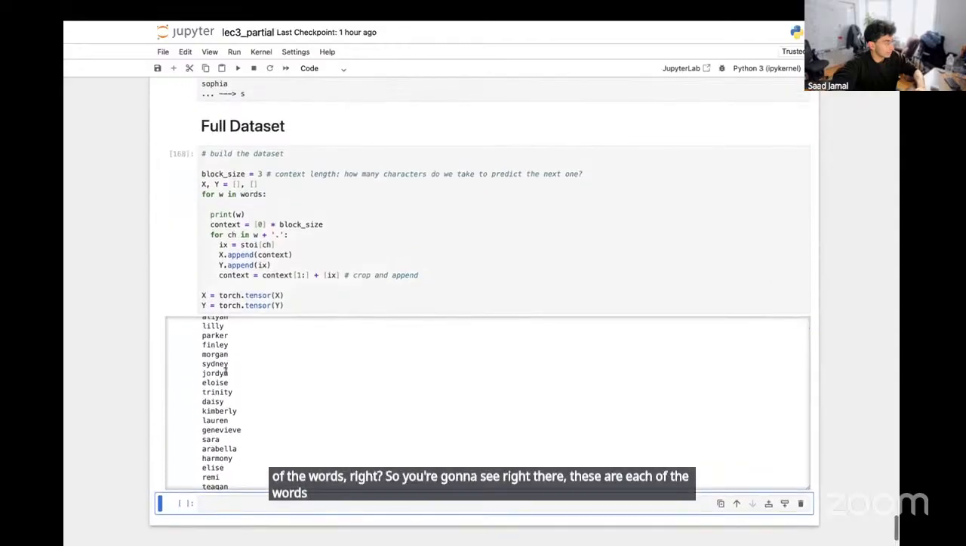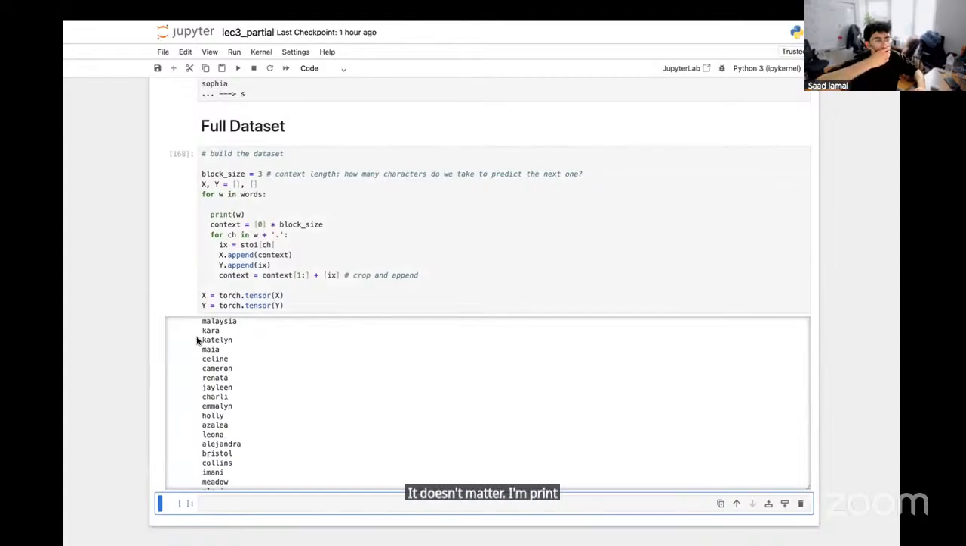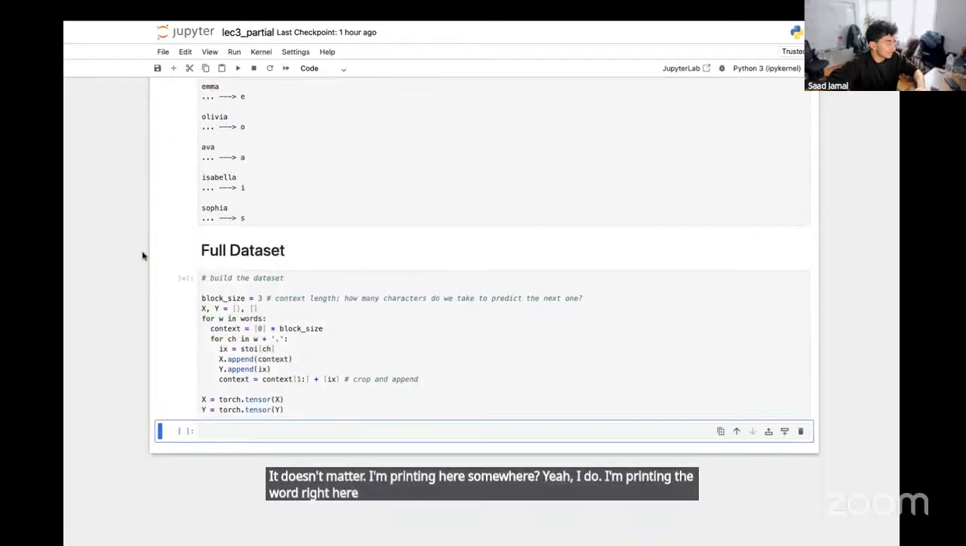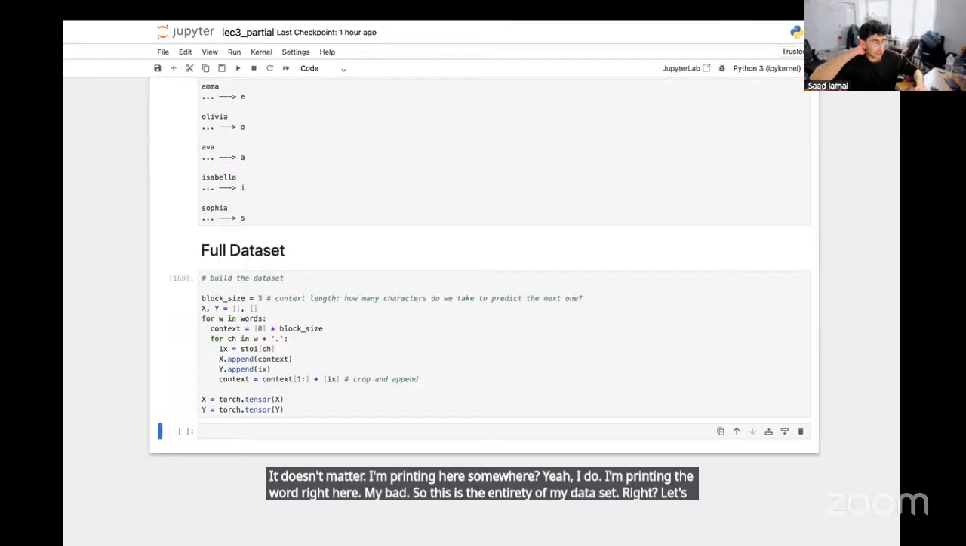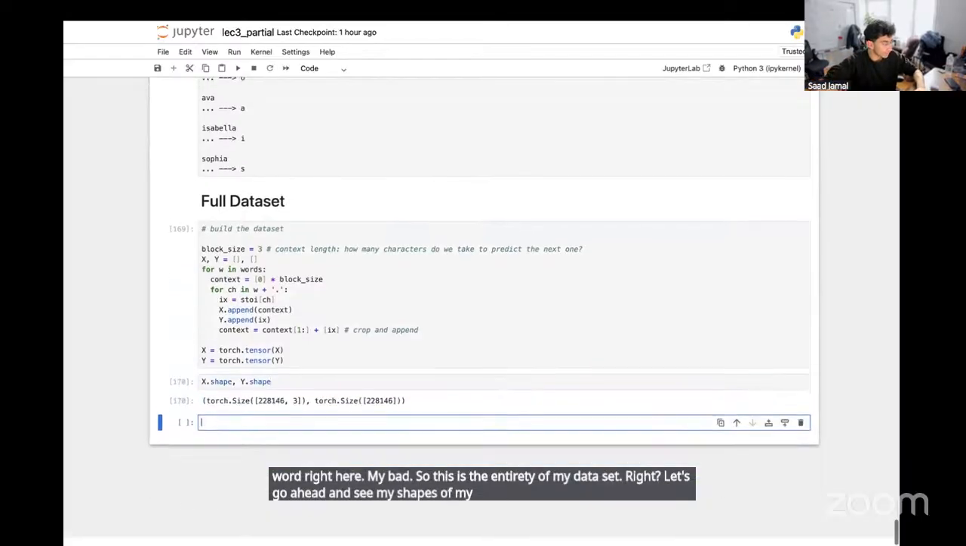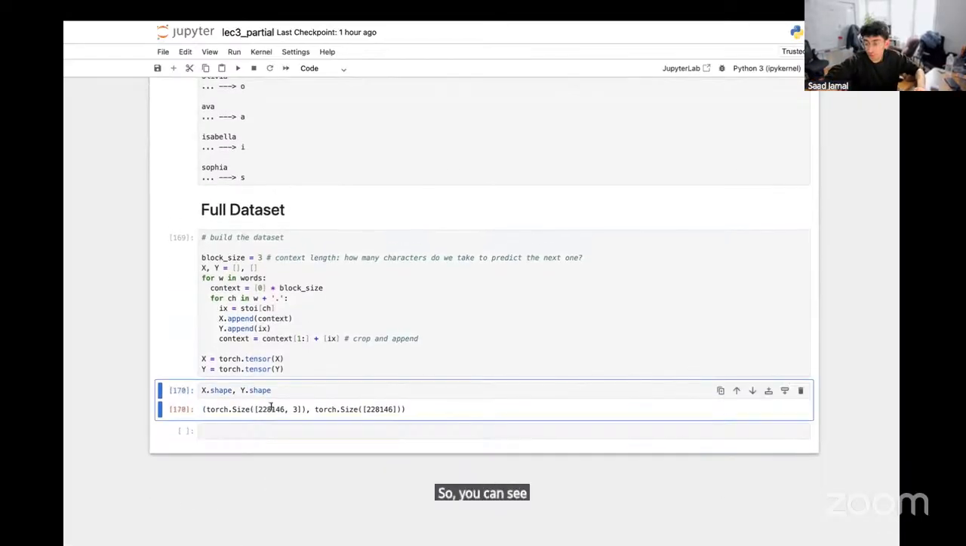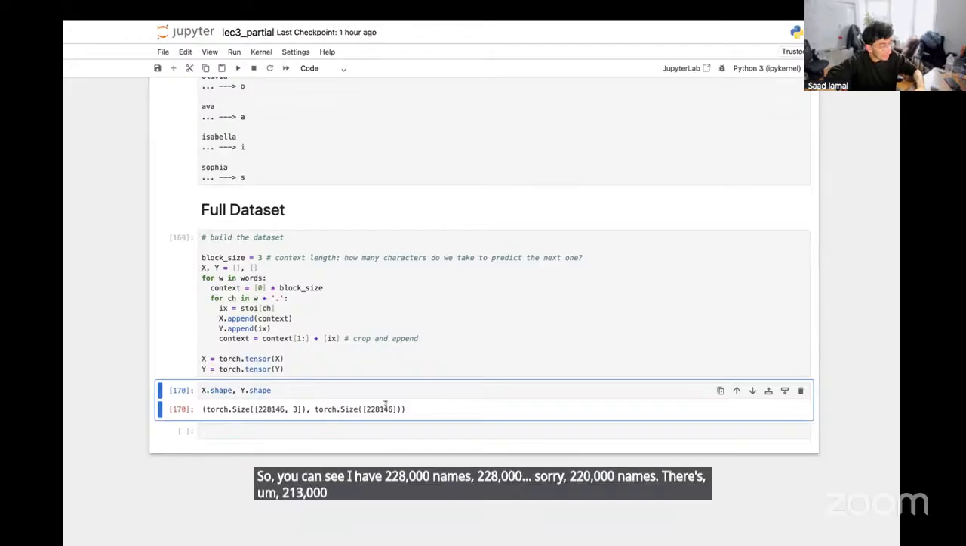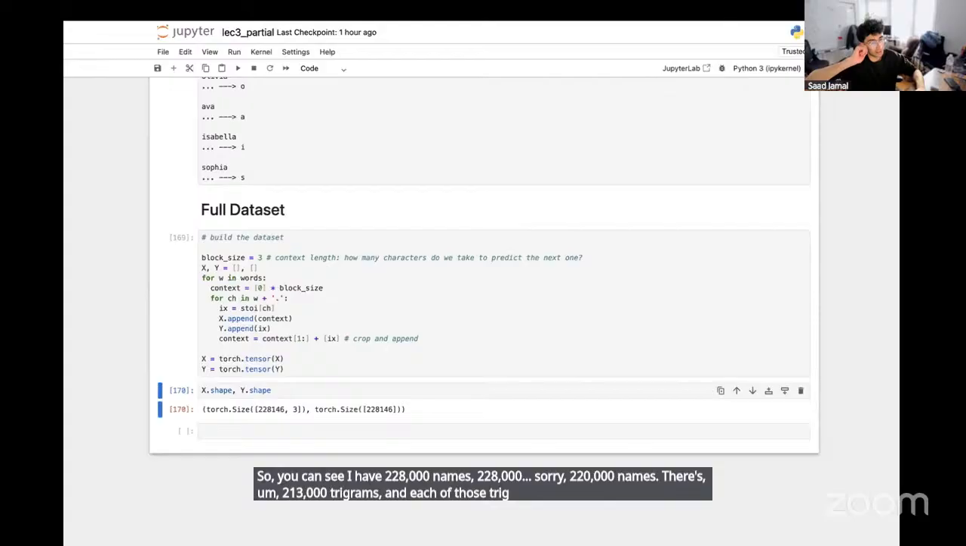Why am I printing this? It doesn't matter. Do I have a print line here somewhere? Yeah, I do. I'm printing the word right here. My bad. So this is the entirety of my data set, right? Let's go ahead and see the shapes of my X and Y. So you can see I have 228,000 examples, sorry, 228,000, not names. There's 228,000 trigrams, and each of those trigrams is a token that we're predicting, right?